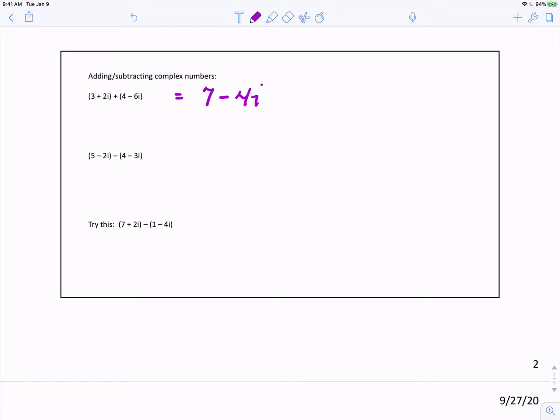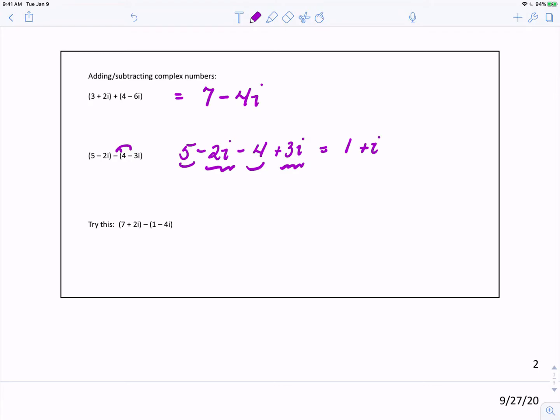With subtracting, the only thing you have to be careful of is distributing the negative sign. So (5 minus 2i) minus (4 minus 3i). Let's show the details of that. We're going to remember to distribute the negative sign. And then we simply combine the real parts and then combine the imaginary parts to get our final answer.